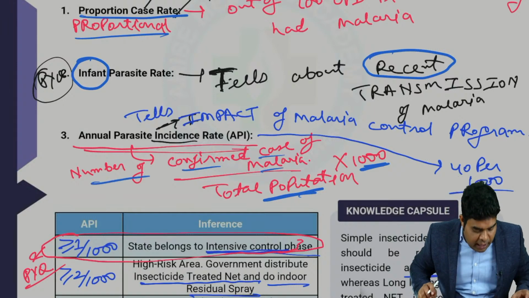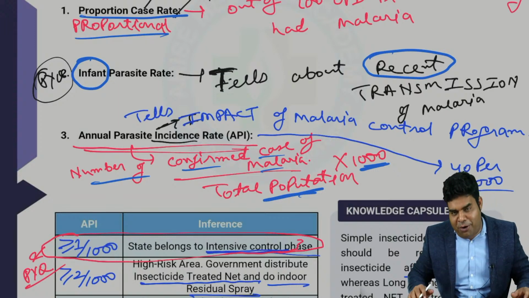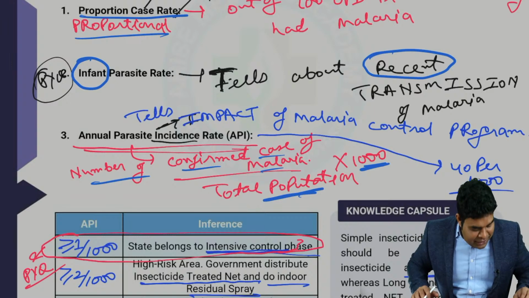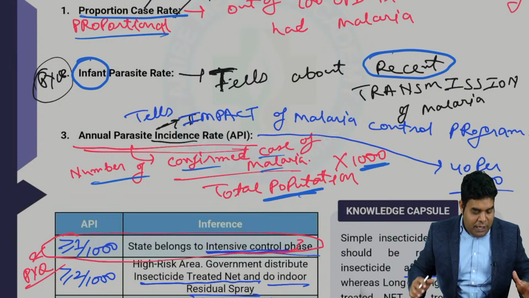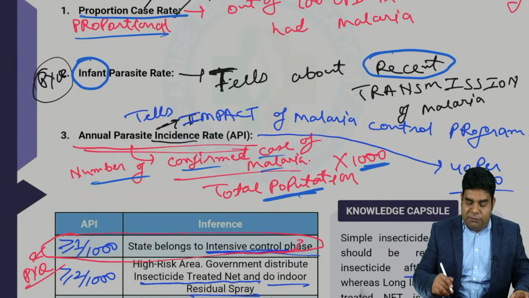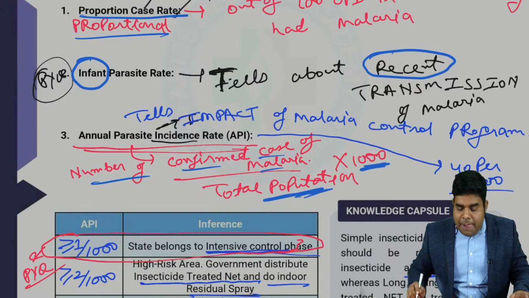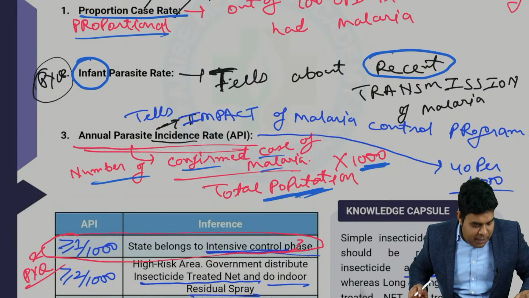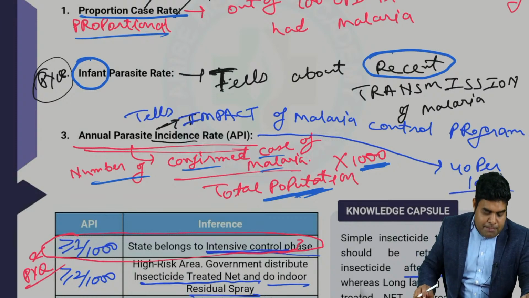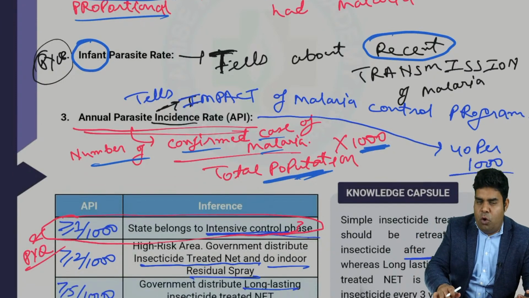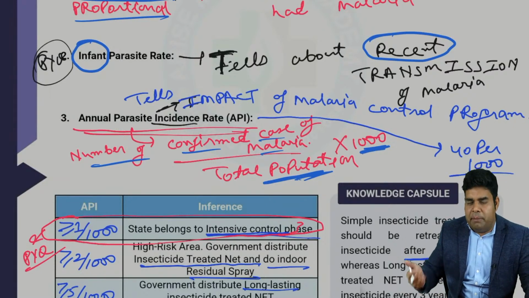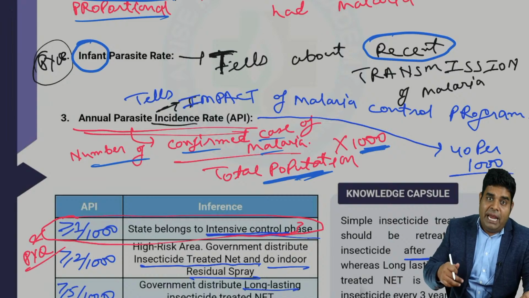So what do you think, Rekha Mandal? Achha, Rekha Mandal is from Bihar. Wow, very good. You are from United States of Bihar. Okay. So Rekha Mandal, what do you think? In Bihar, out of 1,000 normal people, how many confirmed case of malaria occur? Tell me. Out of 1,000 normal people living in their home, not coming to hospital, how many will develop confirmed case of malaria? That will be API.